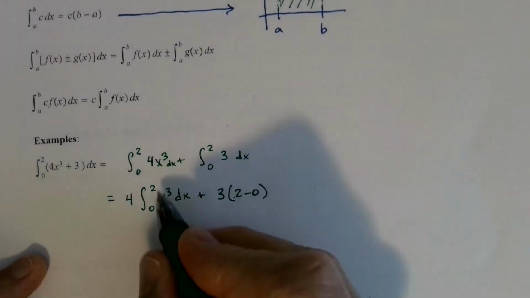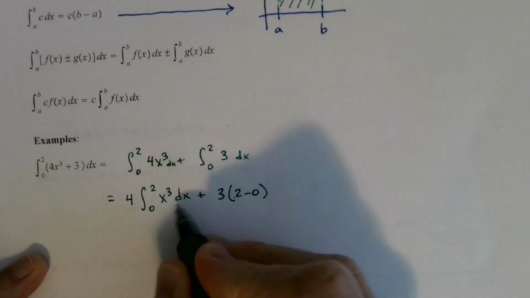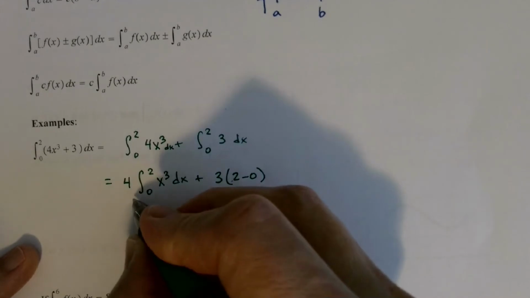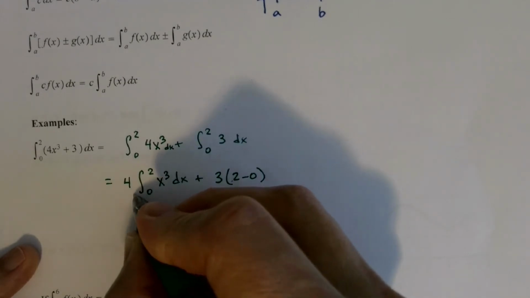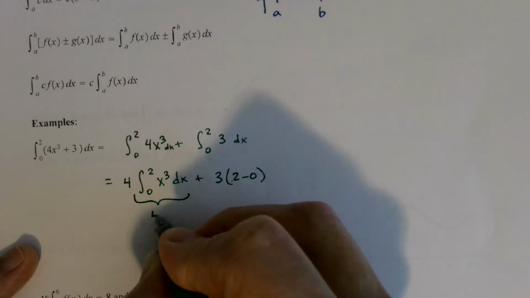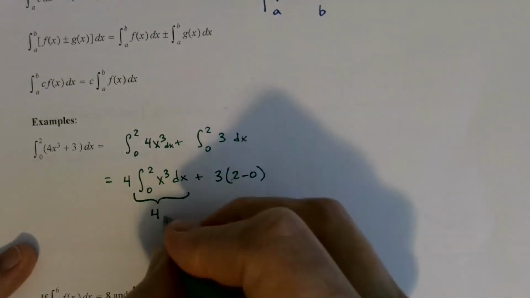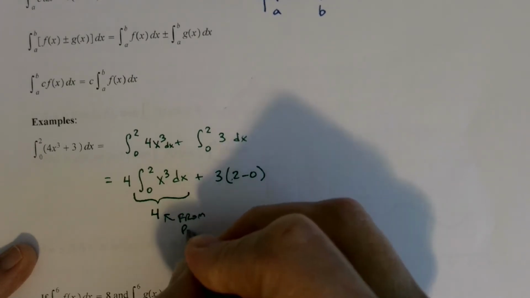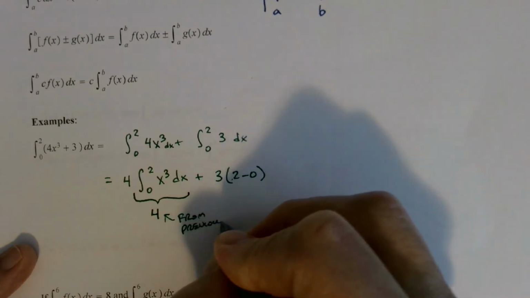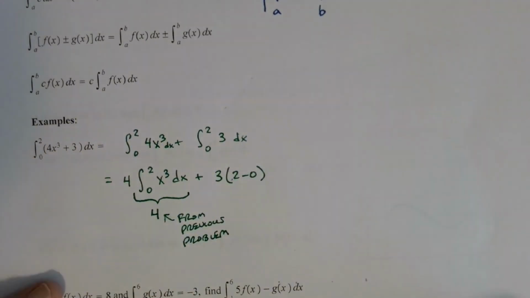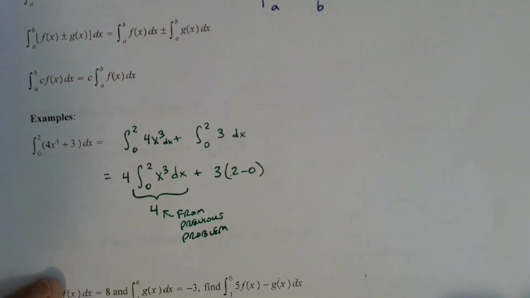Now, this one right here, the integral from 0 to 2 of x cubed dx, we would have to compute. Like we actually did this one in the last video, and this came out to be equal to 4. We used the limit definition, and this is from the previous problem that we solved. So you can go back and look in the last video for that one.